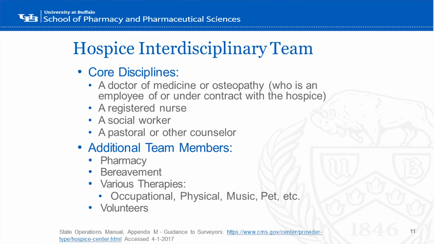Hospice, by statute, is required to have 4 core disciplines: a doctor of medicine or osteopathy, a registered nurse, a social worker, and a pastoral or other type of counselor. Additional team members include pharmacy, bereavement, various therapies, including occupational, physical, music therapy, and all sorts of volunteers.